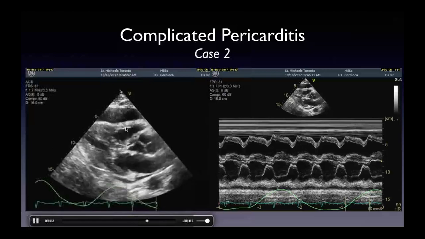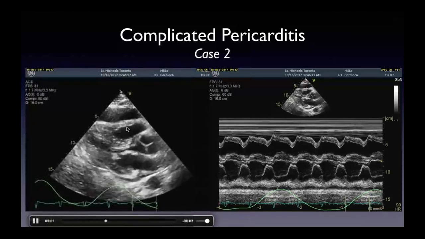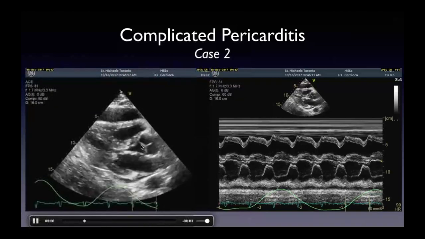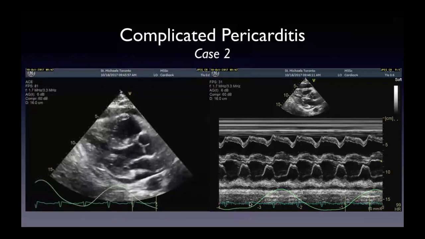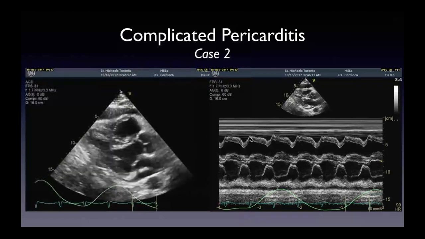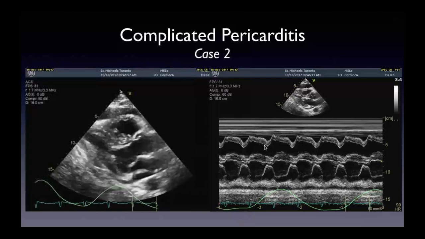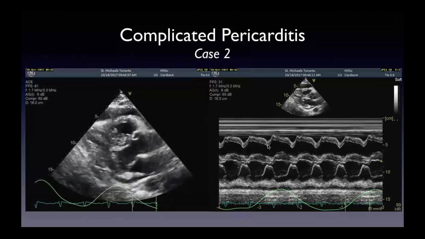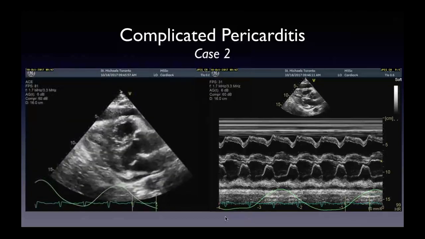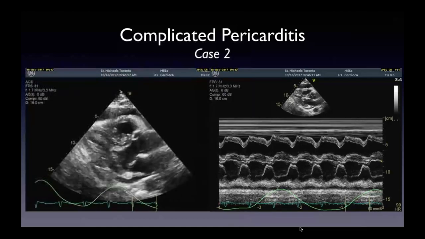If you notice, there's actually an indentation of the RVOT. As the RV contracts, it tends to stay down into diastole, leaving that little dip here. You can see it best on the M-mode shown on the right, where the QRS complex marks the onset of systole. The RV wall comes in, and even in diastole you can see that dip in the RV downwards. So this is diastolic RV inversion, a sign of increased intrapericardial pressure and tamponade physiology.